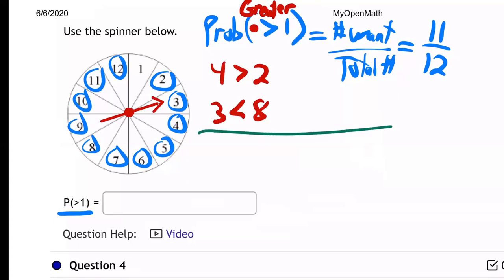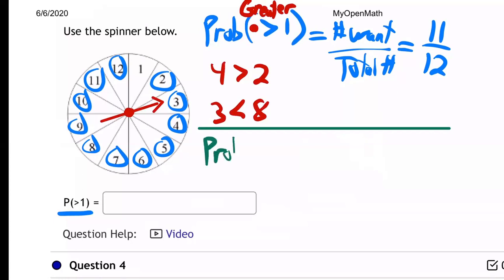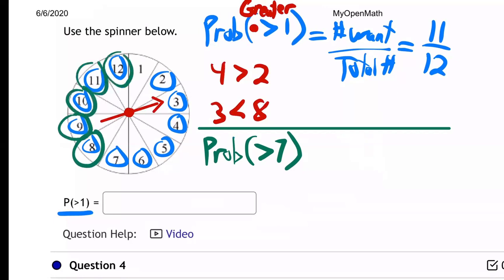Now, has anybody got a different version of question number three that I could do? I'd like to try a different one. Mine was greater than seven. Greater than seven, let's do that. Sounds good. What if they had asked you probability greater than seven? Well, how many numbers are greater than seven? 8, 9, 10, 11, and 12. How many is that? 1, 2, 3, 4, 5. That'd be 5 out of 12.